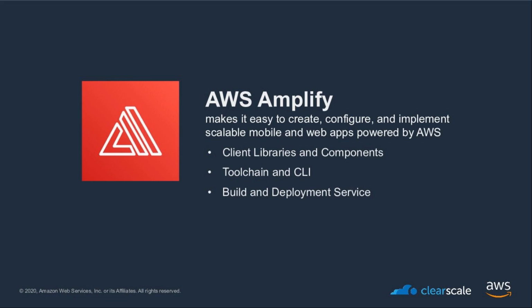We have something called a toolchain and CLI, which I'm going to show you during the demo. It allows you to build your backend, even if you're not very familiar with AWS. It'll build a best practice, production-ready environment for you and your application. And lastly, we have a build and deployment service called the Amplify Console, where you can connect your code repository to the console. It will automatically detect changes, build, and deploy your websites for you.